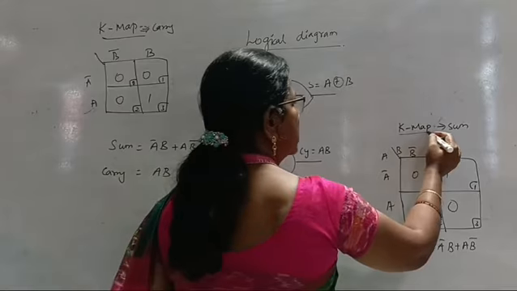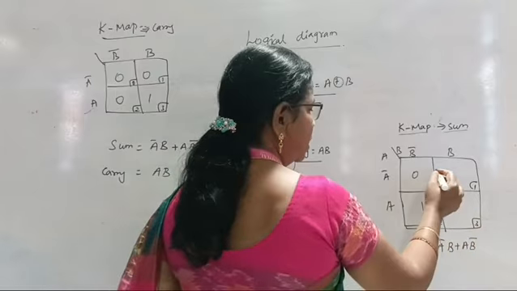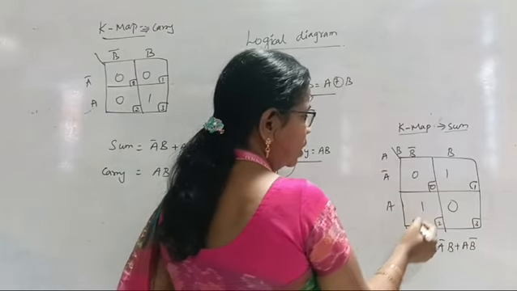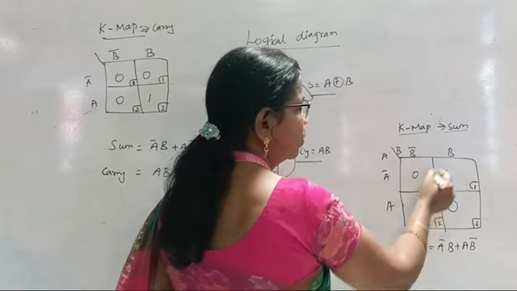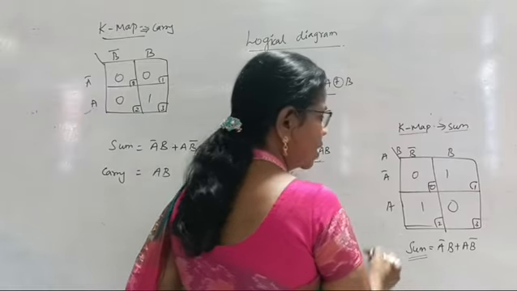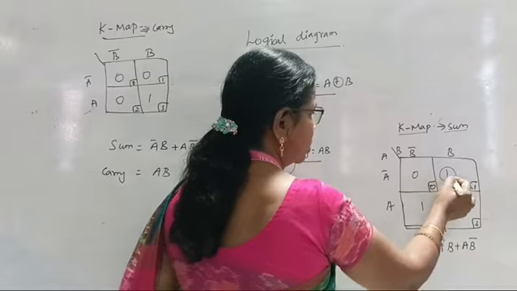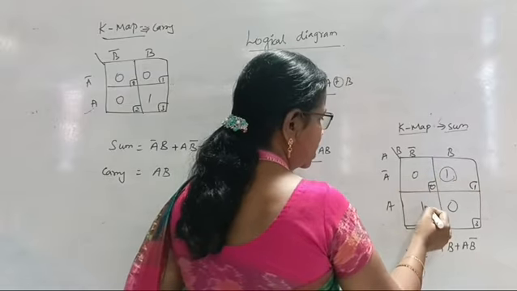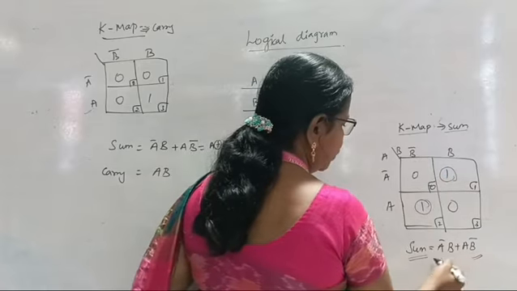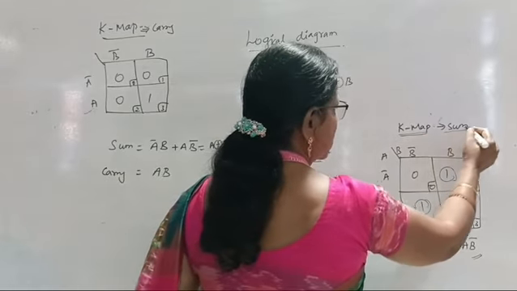Now we will see the K-map for sum. After filling the minterms, we check whether there is a possibility of doing the grouping. There is no possibility of grouping the ones, so we have to write the terms as such using the corresponding minterms. The minterm for this one will be A bar B, and for this minterm it will be A B bar. So you will get the equation for sum as A bar B plus A B bar. Now the K-map for sum is over.